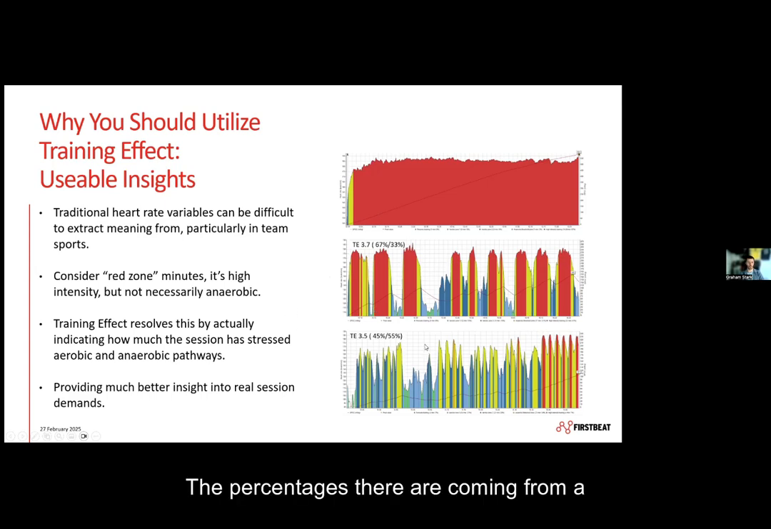The percentages there are from a slightly older iteration of training effect, but I still like to use these charts because they give a really nice illustration of the difference between utilizing something like red zone minutes or utilizing training effect when trying to establish what pathways were being used within that particular activity.